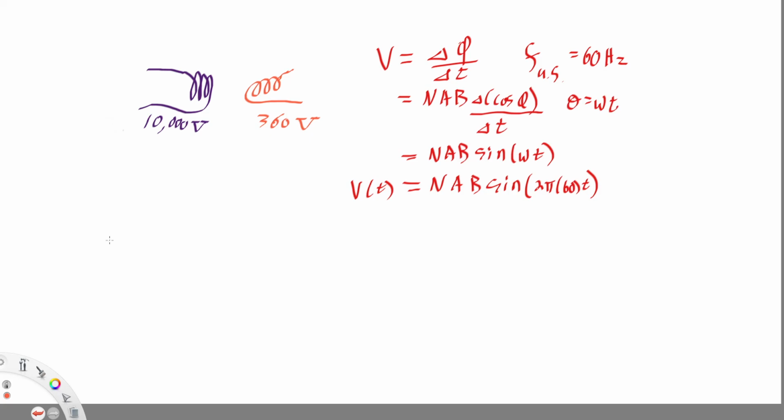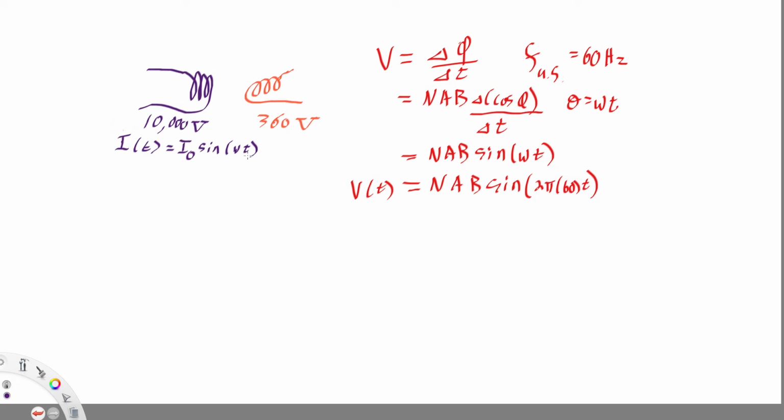Okay. So I'm not a huge fan of the way your book covers this topic. I think they give too little information. So I'm going to give a little bit more information here. So the current that we get through this primary here is, say, the maximum current times sine omega t.